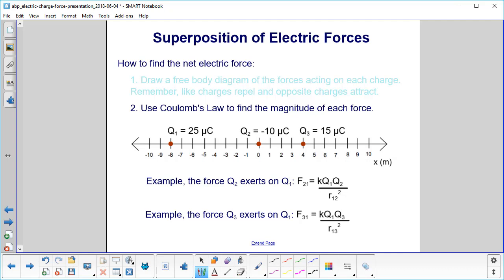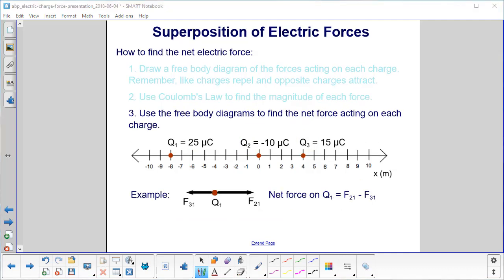Step 2. Use Coulomb's law to find the magnitude of each force. So let's first worry about the force that Q2 exerts on Q1. Using Coulomb's law, that's K Q1 Q2 over R12 squared. Again, not R twelve. That's the distance between charges 1 and 2. We call it R12. And then the force that Q3 exerts, which is the force of 3 on 1, is K Q1 Q3 over R13 squared.